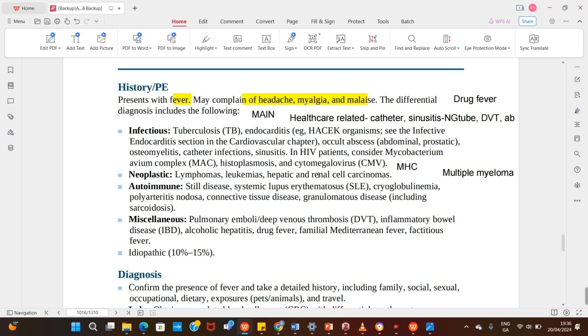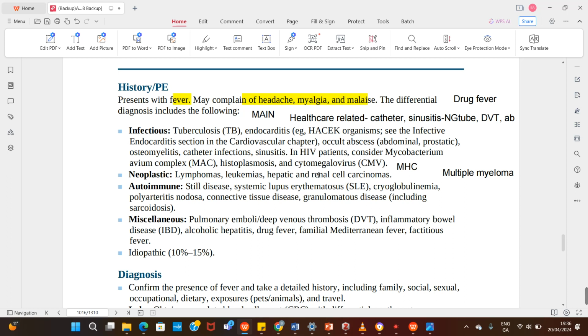A lot of them. This list is exhaustive. Like it's a lot. Lymphomas, leukemias, hepatic cancer, renal cancer, multiple myeloma. There are a lot of cancers. It's not limited to this. A lot of them. So that means you have to do your investigation according to what you are seeing.